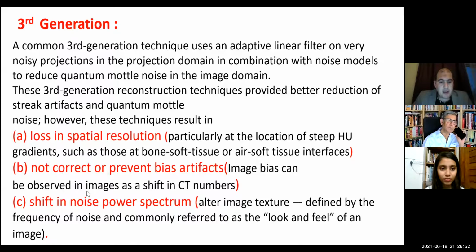Something else is called a shift in the noise power spectrum. If you go through the mathematics of the noise power spectrum, you will understand that after denoising, smoothing, or removing noise or streak artifacts, you should ask yourself whether this image is still the true image or whether there is a difference in the image texture. With the third generation, the shift in image texture will not be real, so it will sometimes give you false information about the diagnosis of the patient.